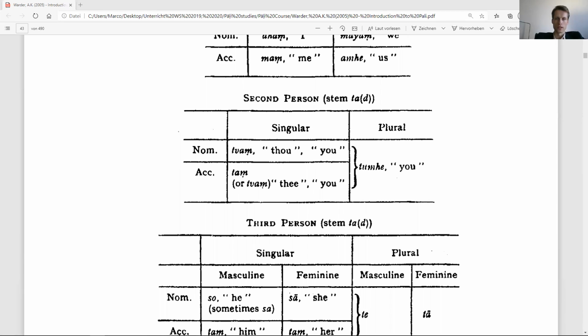Although the person is expressed by the inflection of the verb, the pronouns of the first and second person are frequently used, giving a slight emphasis to the subject. The third person pronoun is less often used in this way.